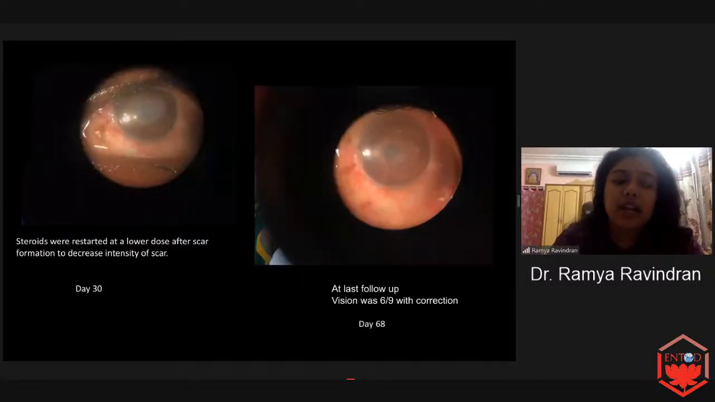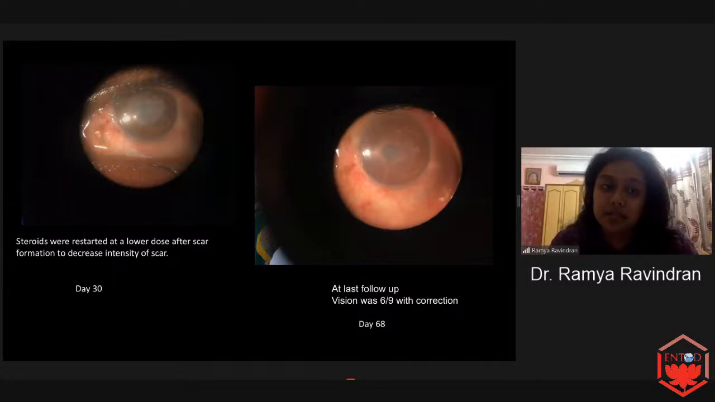It scarred quite well by around day 30, day 35. He had completely scarred, but it was a little dense for our liking, so I fixed it. I restarted a soft steroid to see if scar remodeling would happen and it reduced the intensity of the scar.